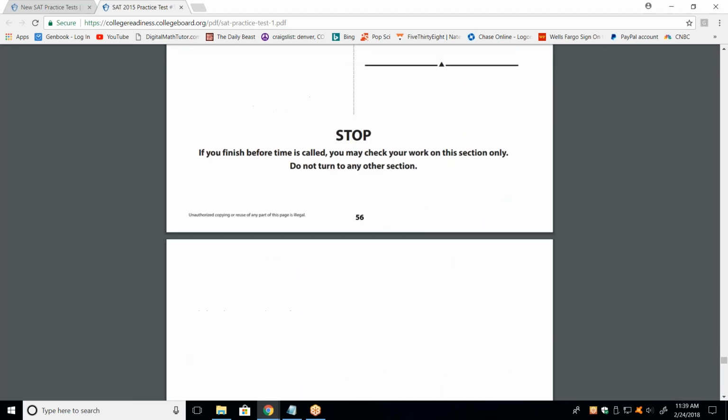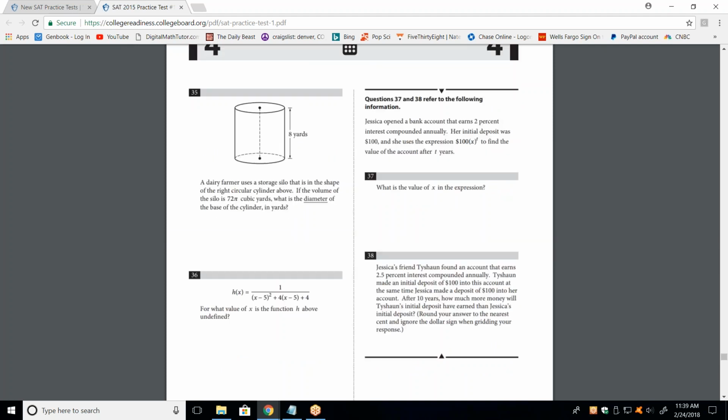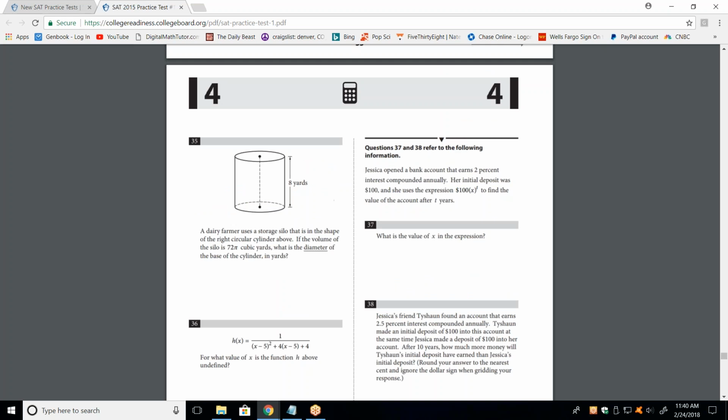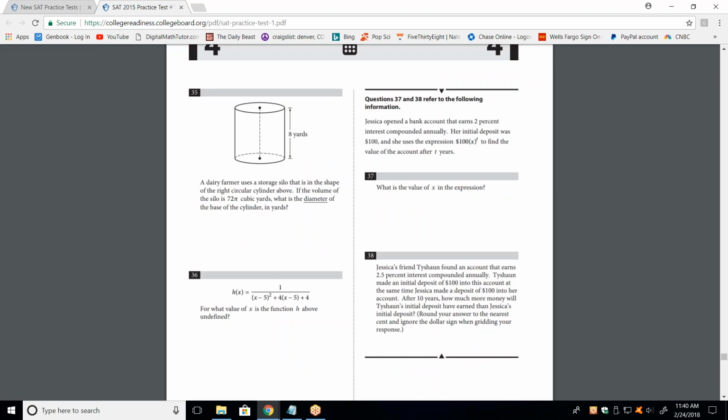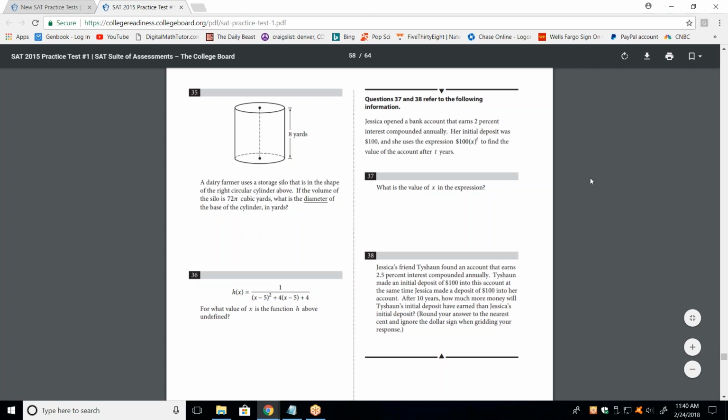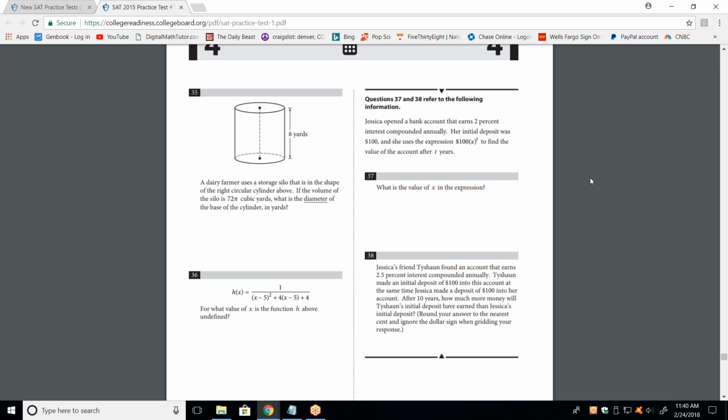Just curious. Now, this is the end of the test. The last question is 38, but the last section, I'm fairly amazed. These are the last 4 problems. Surprisingly easy. Test 1, and the previous 4 were quite easy. Okay, let's look at 35.